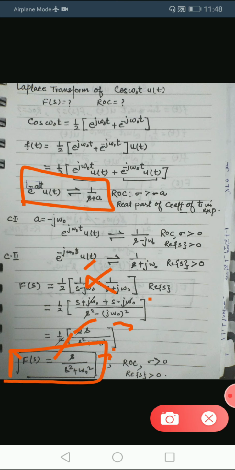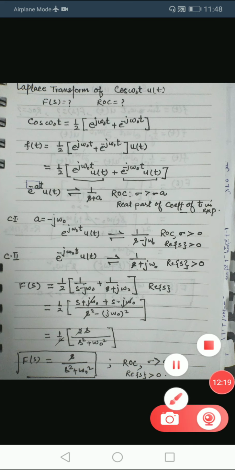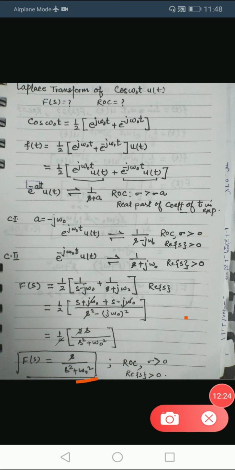And ROC: the first function has ROC real s greater than 0, and the second function also has real s greater than 0, because for e to the power minus j omega naught t there is no real part in the exponent; the real part is 0. The common ROC is sigma greater than 0. So the Laplace transform of cos omega naught t is s upon s square plus omega naught square, and real s is greater than 0.